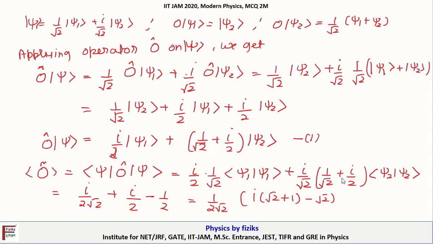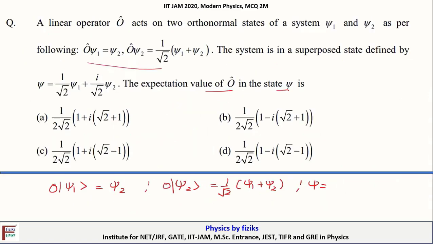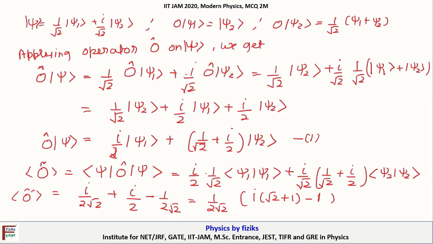Here there would be 2 root 2. So this term, so here would be minus 1. Let us check the option. I root 2. In this problem, we have made one mistake. I have taken I by root 2, so bra would be minus of I by root 2. So that was a mistake.